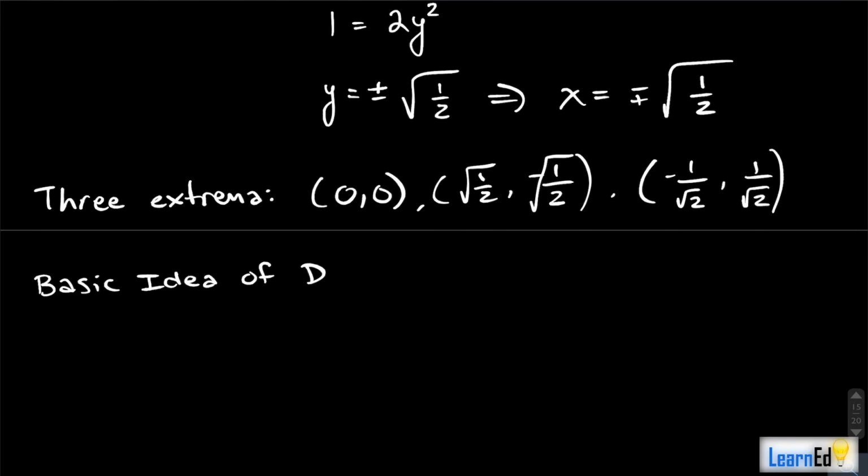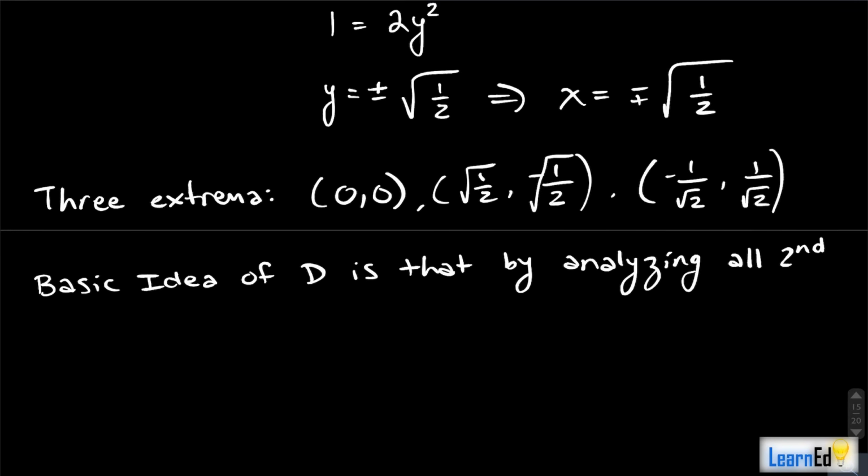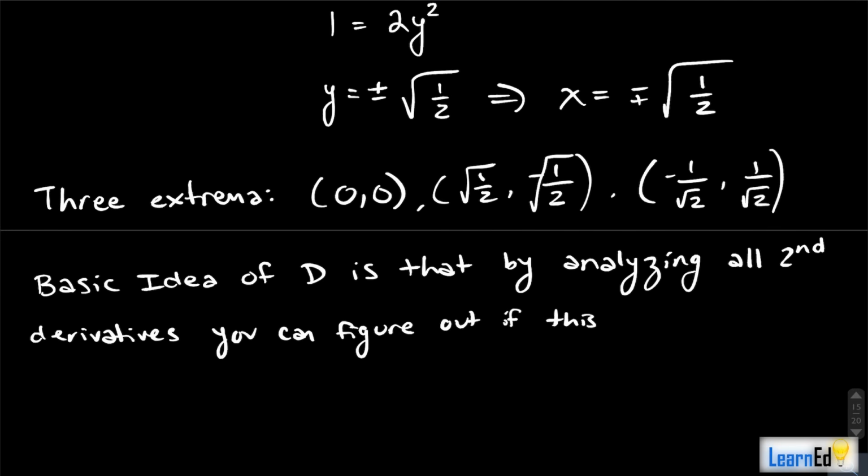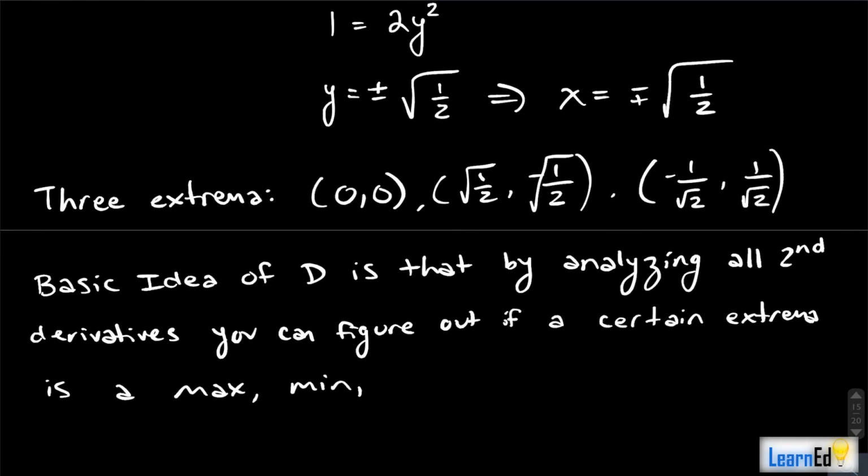So the basic idea of D is that by analyzing all your second derivatives, you can figure out if a certain extrema is a max, a min, or neither, if it's a saddle point.